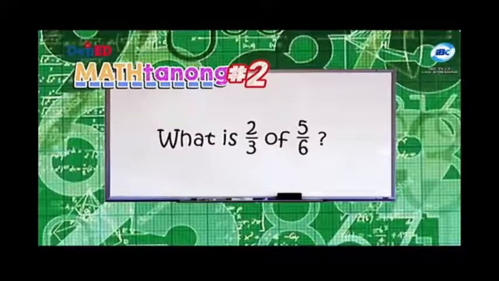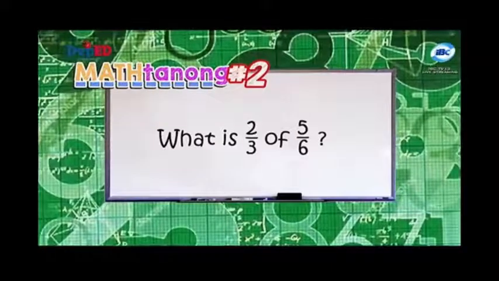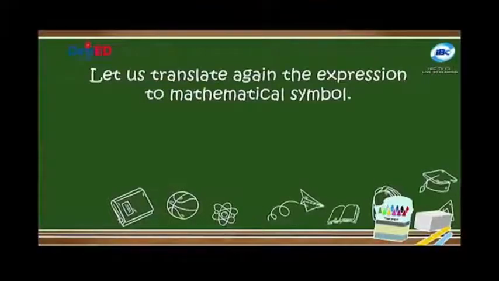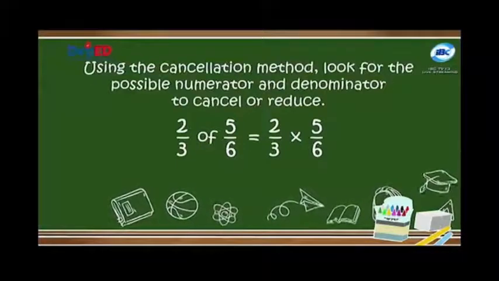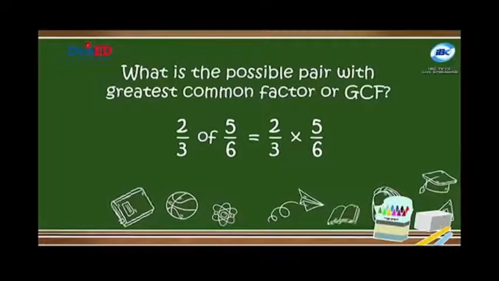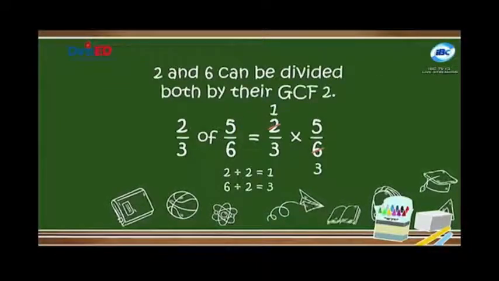Using the cancellation method, what is 2/3 of 5/6? Let us translate again the expression to mathematical symbol. 2/3 of 5/6 equals 2/3 times 5/6. Using the cancellation method, look for the possible numerator and denominator to cancel or reduce. What is the possible pair with greatest common factor or GCF? Yes, 2 and 6 can be divided both by their GCF 2.